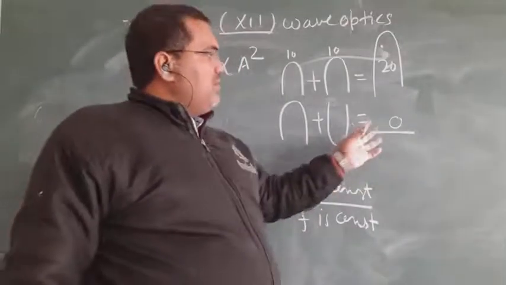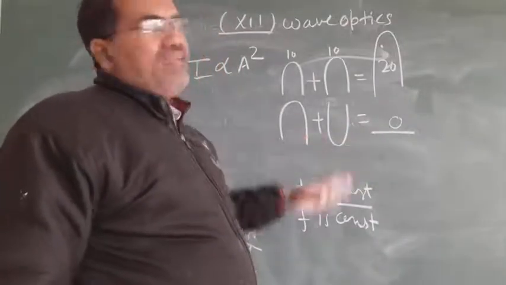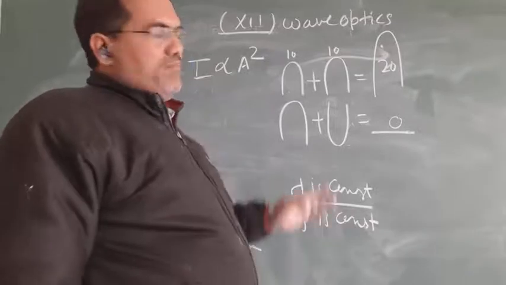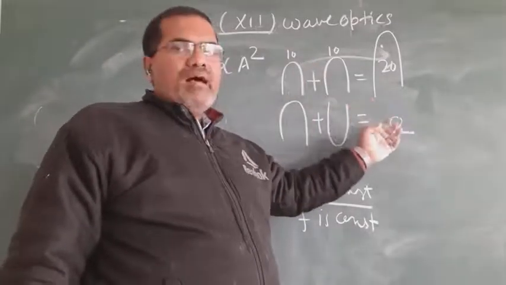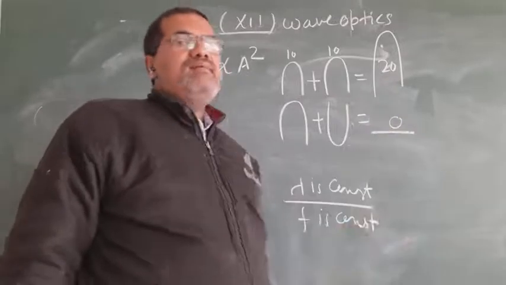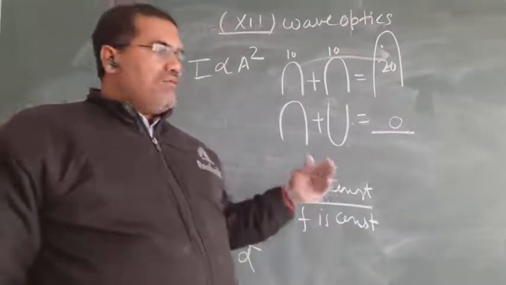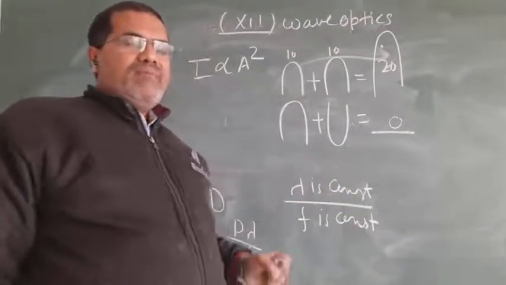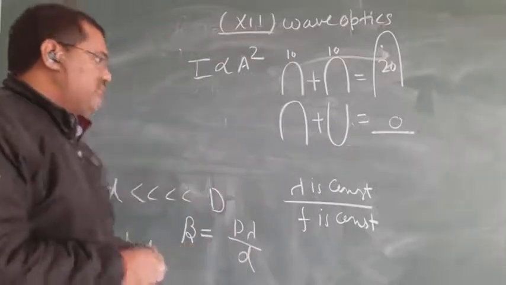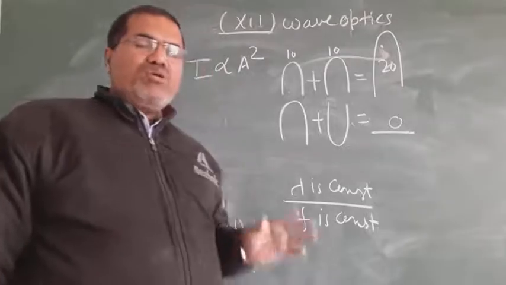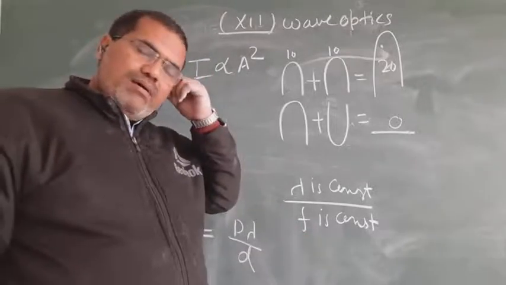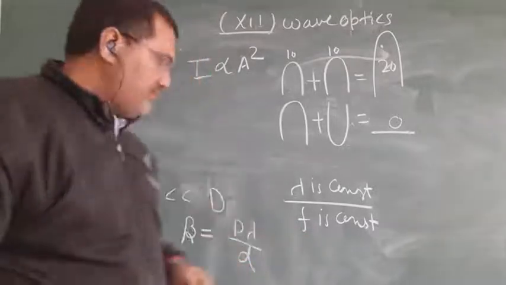So here contrast is seen on the screen. Full maxima, full minima, that is full darkness. So there is a contrast on the screen which can be visible to the observer. So for more contrast, the amplitude of the two waves must be the same or nearly the same.